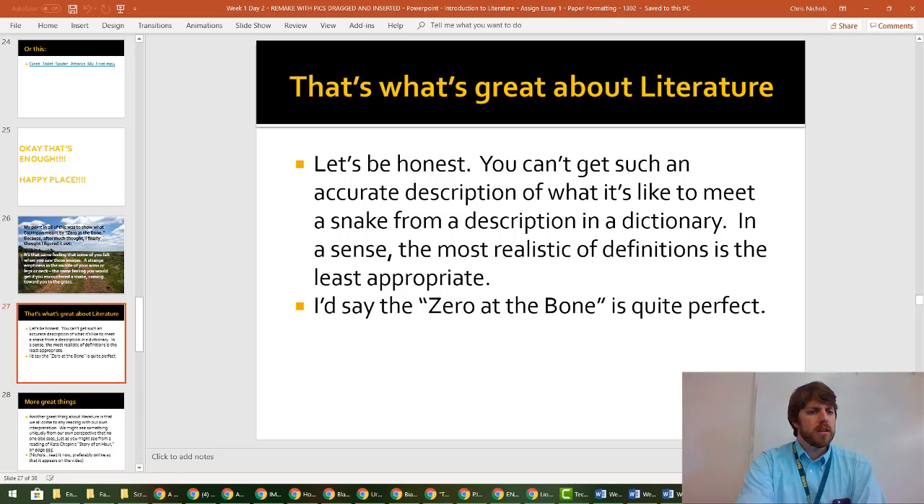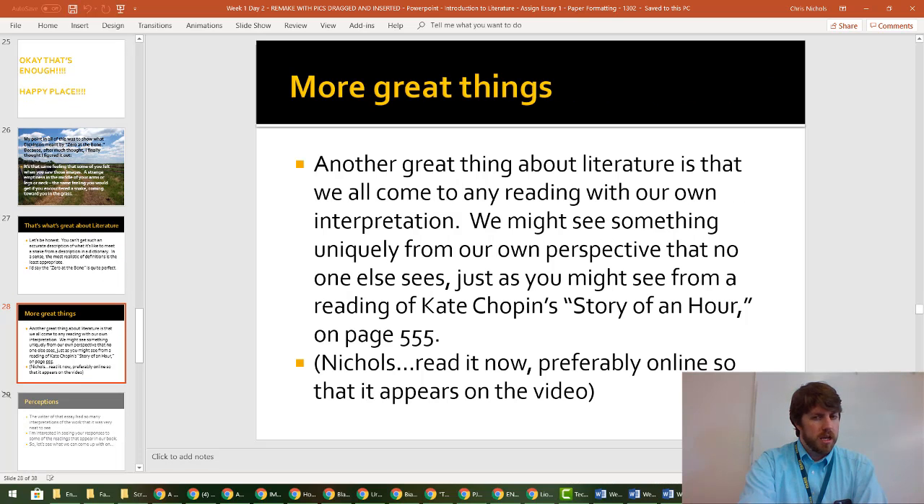And then literature writers see the world in a very unique way, and they can convey that to us, and that's what's so great about literature. So we're going to read Story of an Hour.